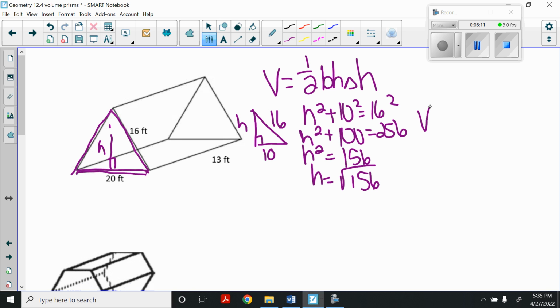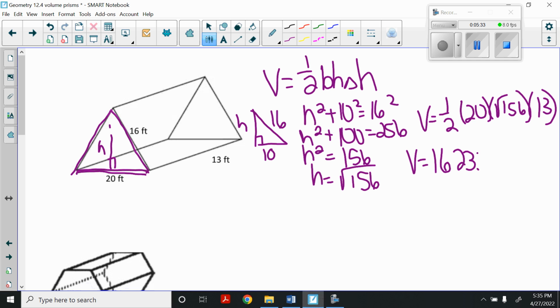So now the volume is 1/2 the base of my triangle, 20, times the height of my triangle, which I just found to be the square root of 156, times the height of the entire prism, which is 13. So now if I multiply all of that together, I end up with 1,623.7 cubic feet for the volume.